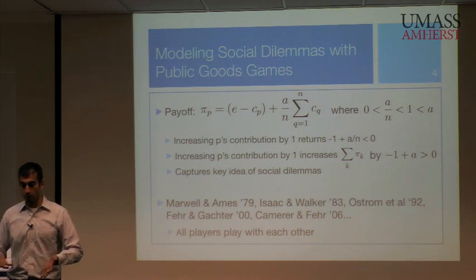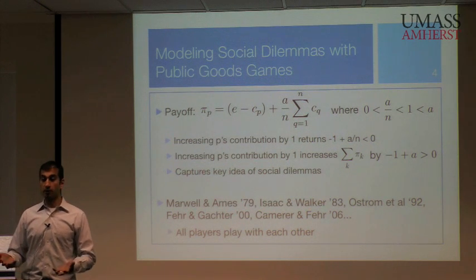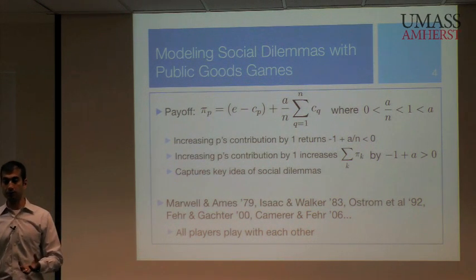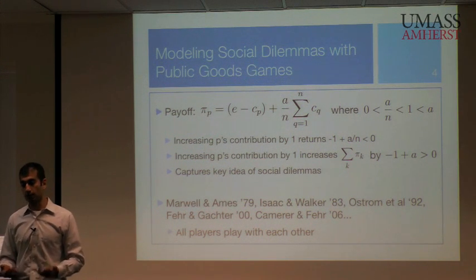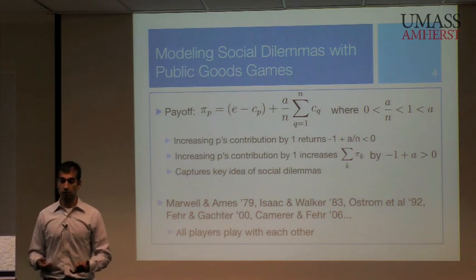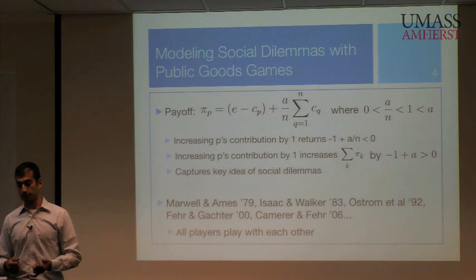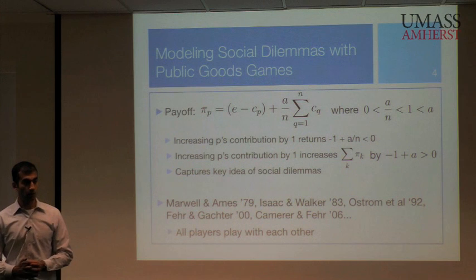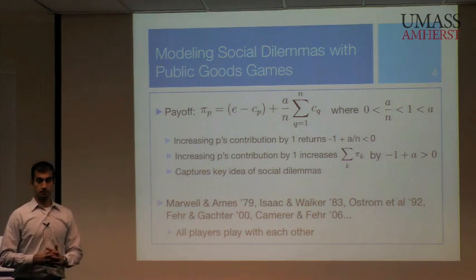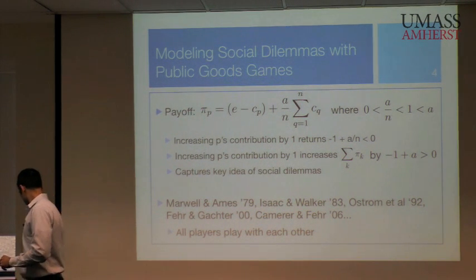The point being is that everyone gets whatever the benefit of the public good is, A times the contributions. Everyone gets the same amount from it. And if you don't actually divide by n, you get a much different game. You might get a game where there's no dilemma anymore. Yeah, that's actually what will happen. More questions? Okay, so let me go on.